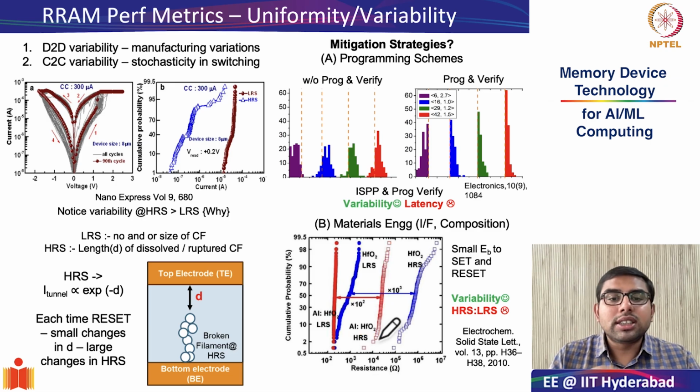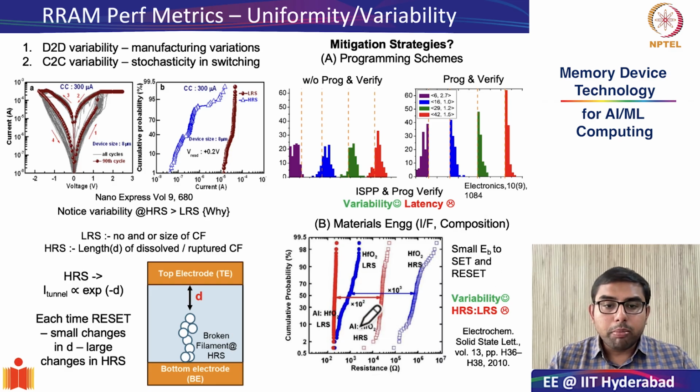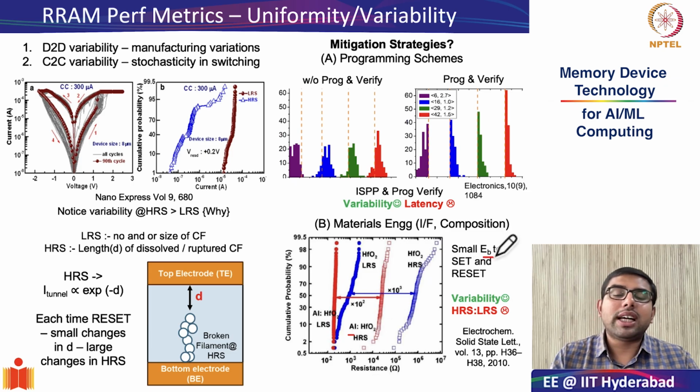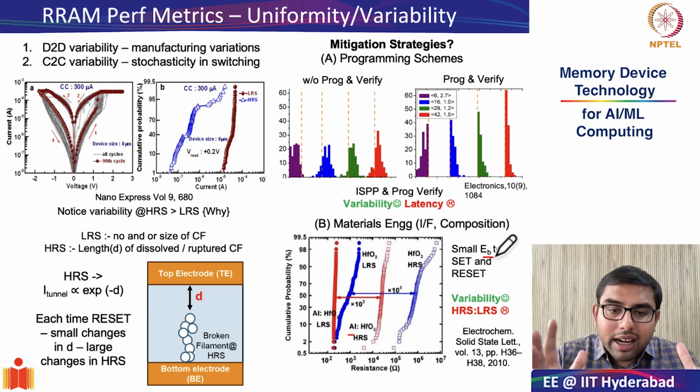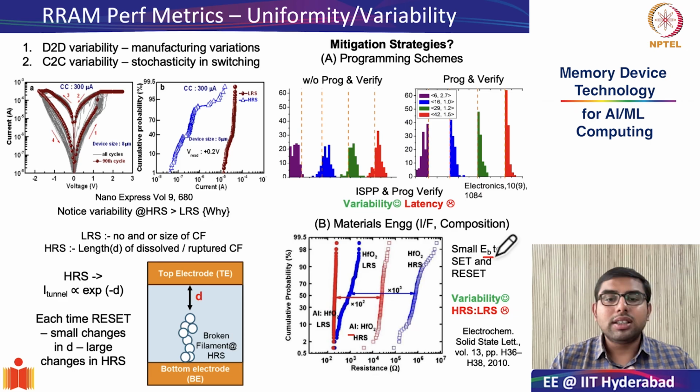So why was this reduction in variability or tightening of the distribution possible? This is because the moment you start introducing aluminium in hafnia, the barrier to both set and reset reduces significantly. If the barrier to reset is reduced, it is more likely that the distribution of HRS and LRS tightens significantly. This can be understood with a very simple example.